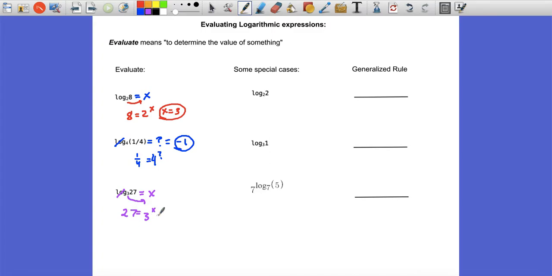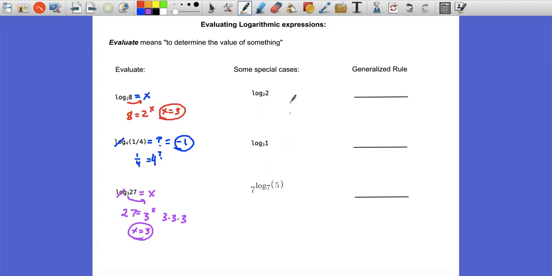So I've got 27 equals 3 to the x. Now hopefully I can think of this, okay, 3 to what power equals 27? Well, I know 3 to the second would be 3 times 3, that's 9. Times 3 one more time would give me 27. So x would have to equal 3, because I have to multiply by 3 three times, which is 3 to the 3rd, to get to 27. So that's how we can get what this is equal to: 3.